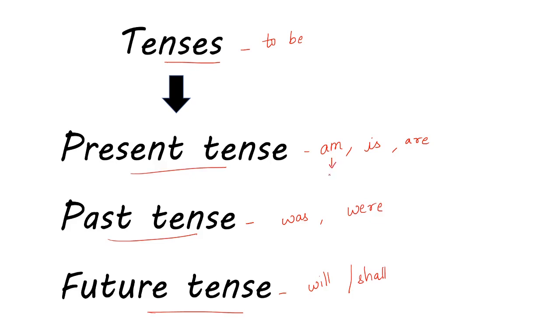Now am is used along with the subject I, is is used for singular subjects and are is used along with plural subjects. So these three are in the case of present tense, whereas for past tense, was is used for singular subject, whereas were is used for plural subject. And for future tense, will and shall, these two can be used for both singular as well as plural subjects. So I'll be explaining this with examples now, so that it will be easy for you to understand the concept.